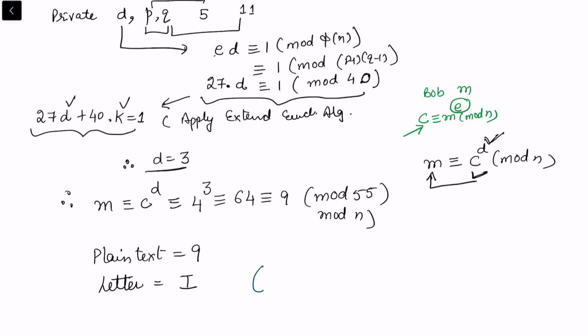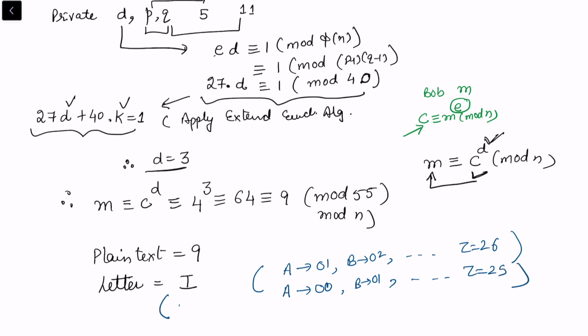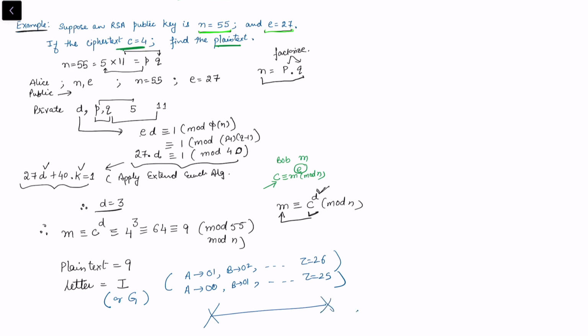And here, when I claim that this letter is I, I have used A as 01, B equal to 02, and so on, Z equal to 26. In case we have used A as 00, B as 01, and Z equal to 25, in that case my original letter could be G. So this way we can apply the RSA system.